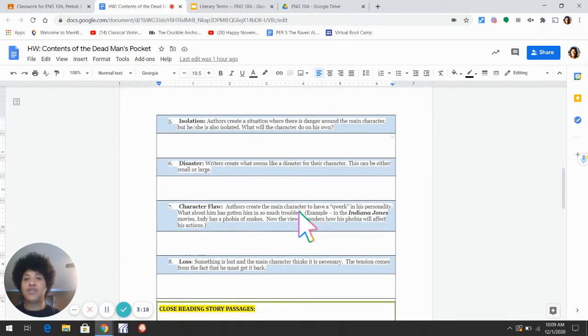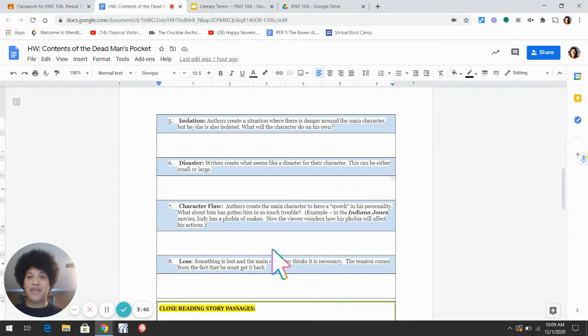Isolation, authors create a situation where there's danger around the main character and they're isolated. He was isolated. He is on Lexington Avenue, but he's on the 11th story, and there's really cool elements where he can hear things, but can anyone hear him? Talk about that. Give a solid example. So all of these are solid examples, show how this is used in our story.